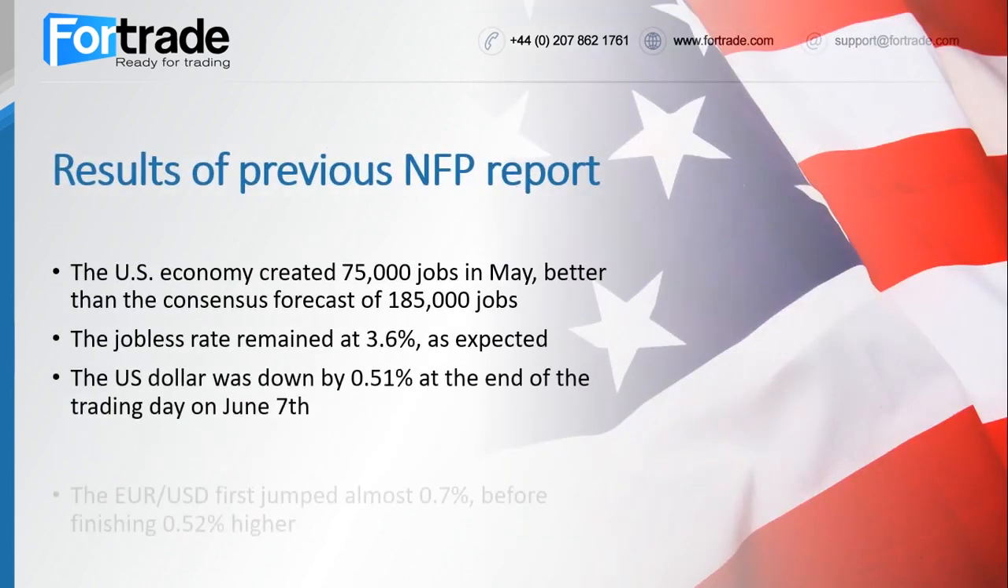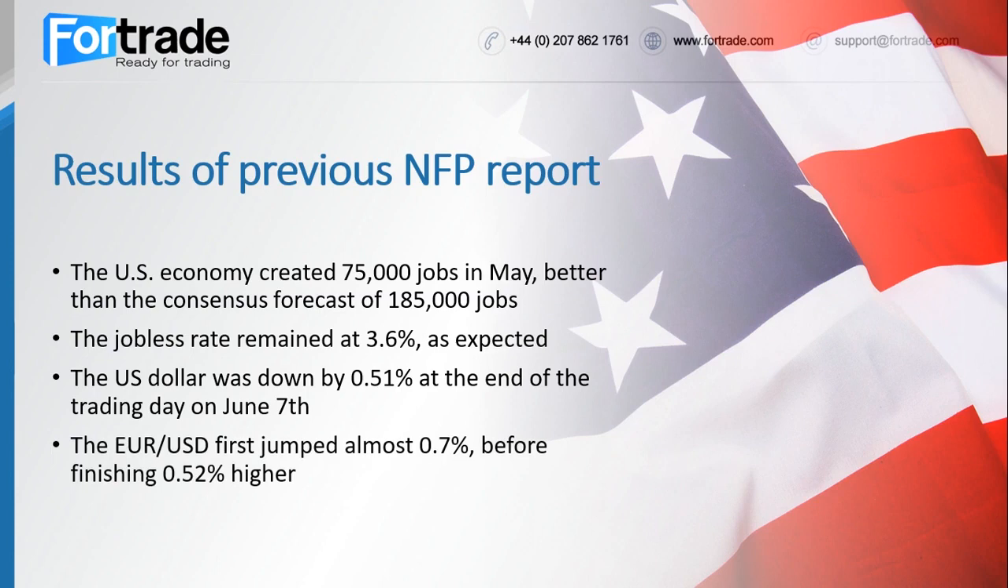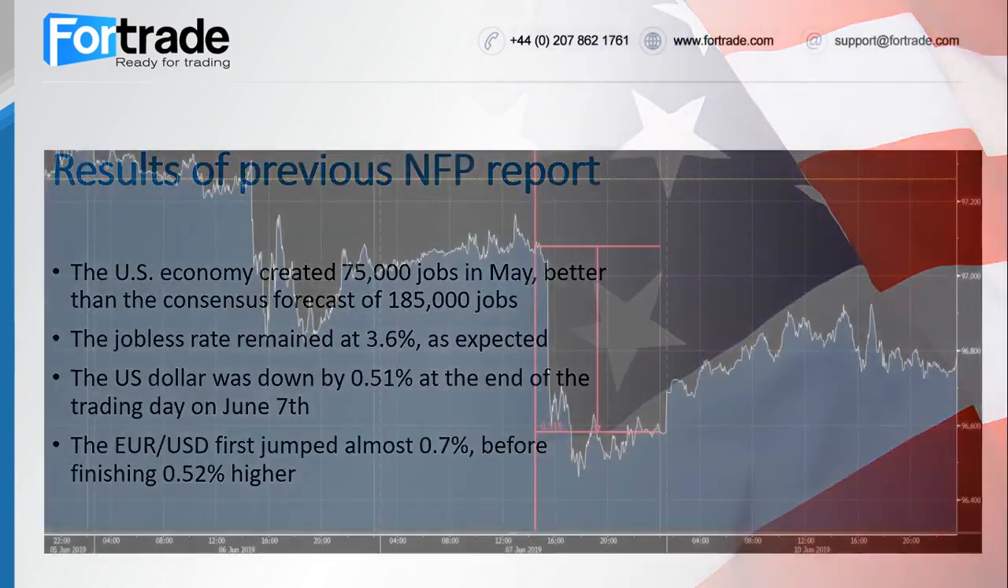The non-farm payrolls released on June the 7th, 2019 showed that the US economy created 75,000 new jobs in May, much worse than the predicted estimate of 185,000 jobs. The jobless rate remained at 3.6% as expected.